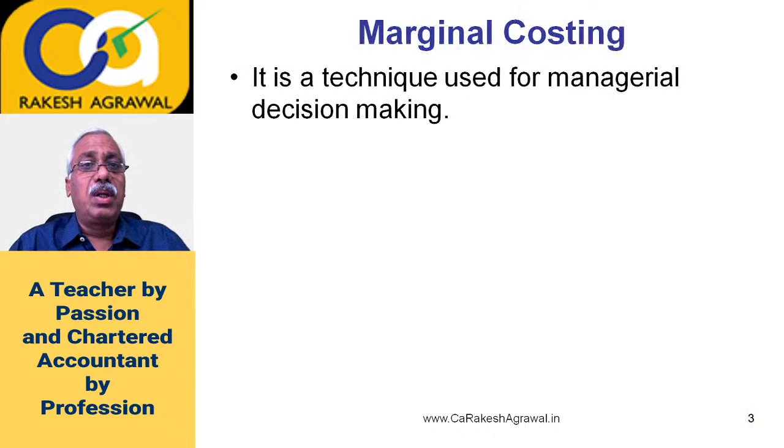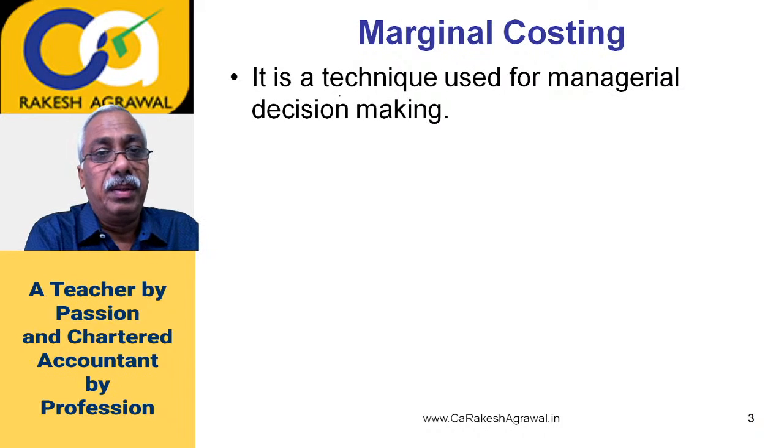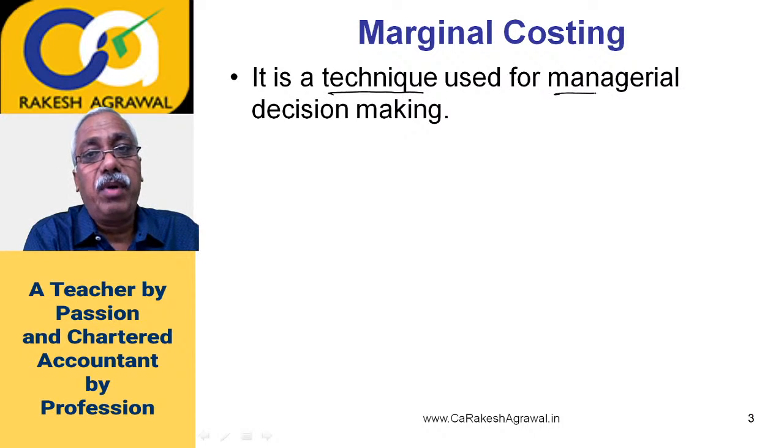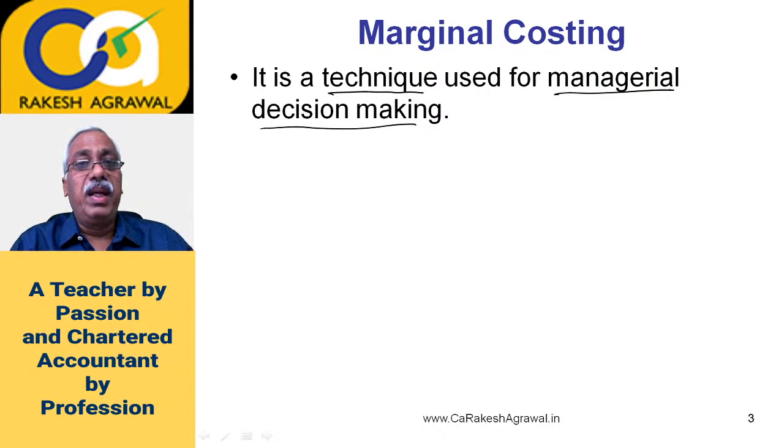First of all, marginal costing is a technique used for managerial decision making. Marginal costing is a technique, and this technique is designed for managerial decision making. In CA final, majority of your syllabus is related to decision making. So here in intermediate, you will be studying this technique, just the basic formulas and concepts. And then application of this technique for majority of the decision making, you will see it in CA final.